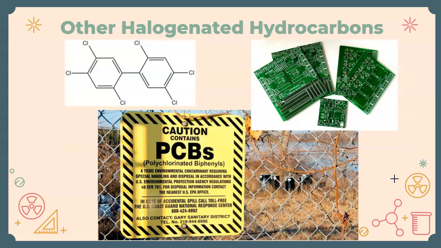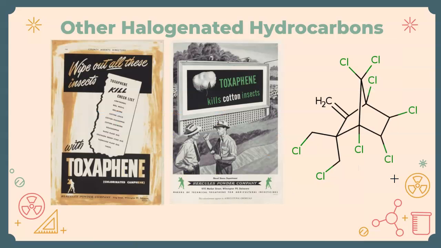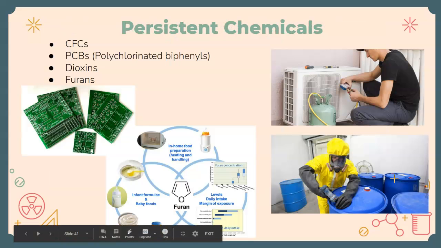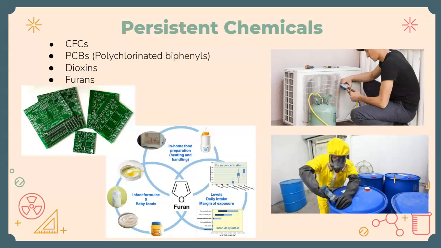And another halogenated hydrocarbon is called a PCB. So this is something that we use in older electronic devices. Again, it's not very good for the environment. And the last one is toxaphene, which again is another type of pesticide that is no longer allowed to be used. So you can see all of them had lots of chlorines connected to them. So these are persistent chemicals in the world. So they can be stuck in the soil or a water supply, or they can be in the atmosphere.